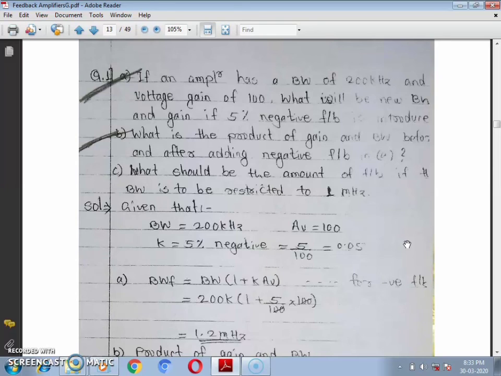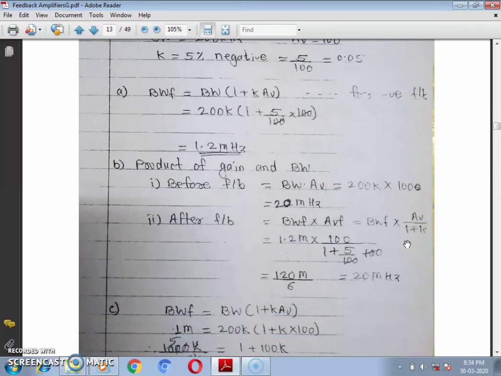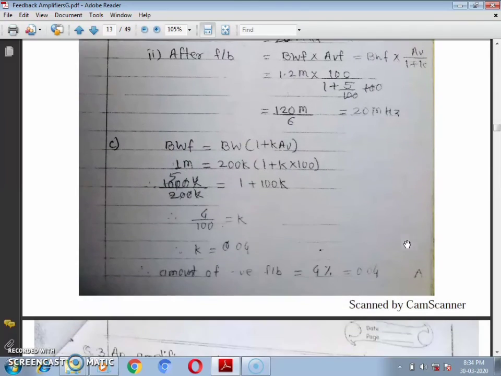Firstly, if an amplifier has a bandwidth of 200 Hz and a voltage gain of 100, what will be the new bandwidth and gain if 5% negative feedback is introduced? That is the first question. What is the product of gain and bandwidth before and after adding the negative feedback? And what should be the amount of feedback if the bandwidth is restricted to 1 MHz? These numericals, guys, you have to try yourself and check the answers with the provided notes.